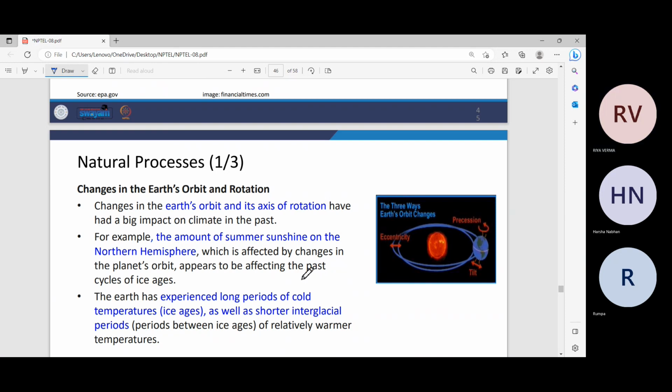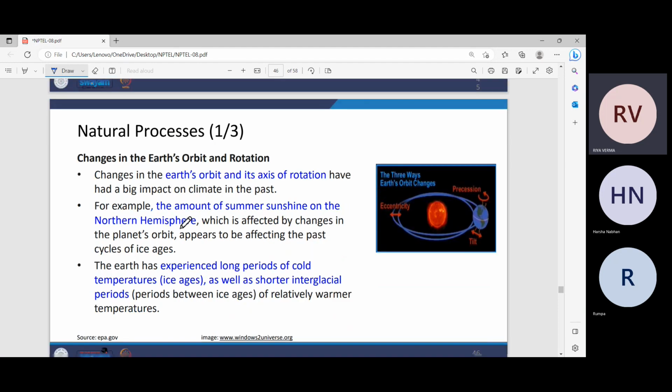For example, the amount of summer sunshine on the northern hemisphere, which is affected by the changes in the planet's orbit, appears to be affecting the past cycles of ice ages, because the amount of summer sunshine is increasing, and due to this, the ice is getting melted. The Earth has experienced longer periods of cold temperatures, ice ages, as well as shorter interglacial periods of relatively warmer temperatures between the ice ages, due to these changes in the Earth's orbit and rotation.